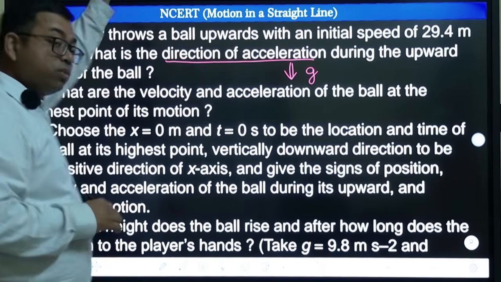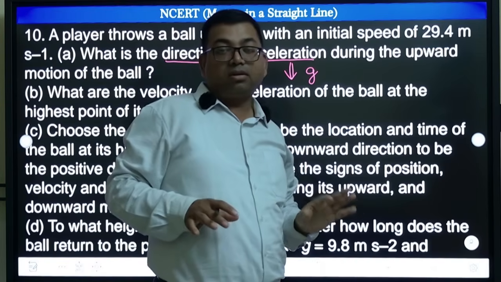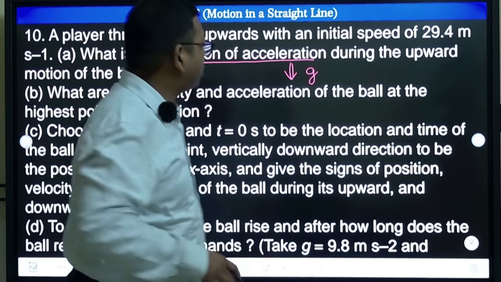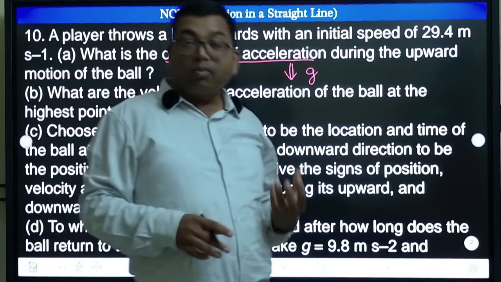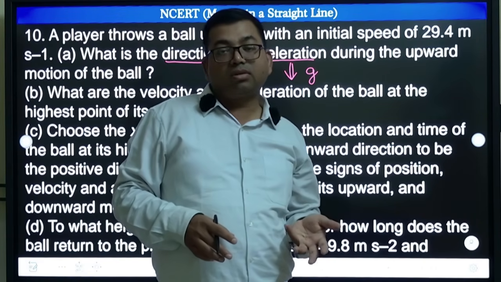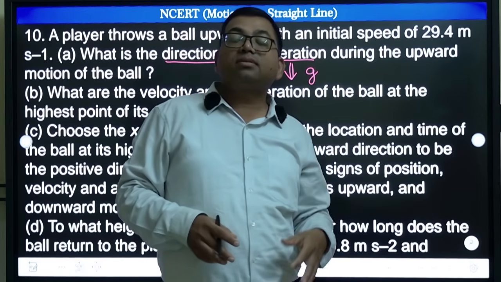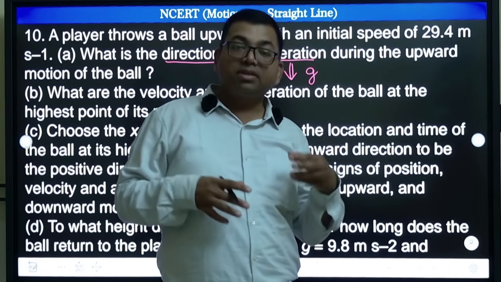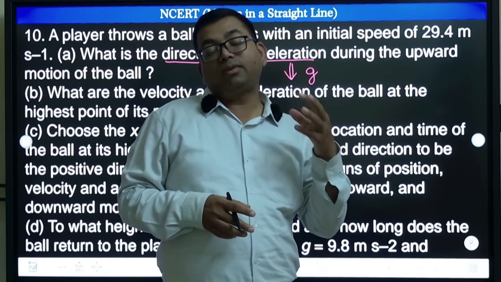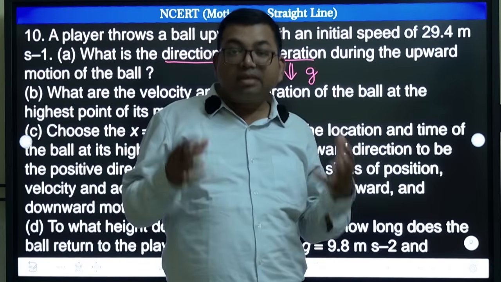The ball may move upward or the ball may move downward. It does not matter. Motion of the ball does not matter, but acceleration is always downward. Suppose it is moving upward, then its speed is going to decrease because of retardation. And if it is moving downward, then it is under acceleration, so speed is increasing because it is moving in the direction of acceleration. And if the velocity is opposite to acceleration, then it is under retardation.